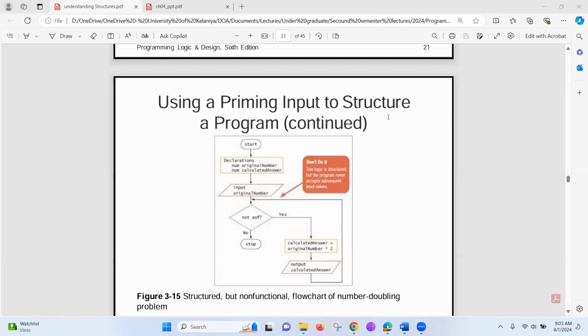You can rationally think, right? So in here you have the starting point and you have the declaration. Declaration is what? Original number, calculate the answer, right? So these are the two variables you have. First you are going to input a number. Yes, okay, there is a prime reading there. Then you are putting that number to the decision. Yes, if it is not an end of file number, you can continue, right? Calculate the answer, you can double the number and you can have the output.